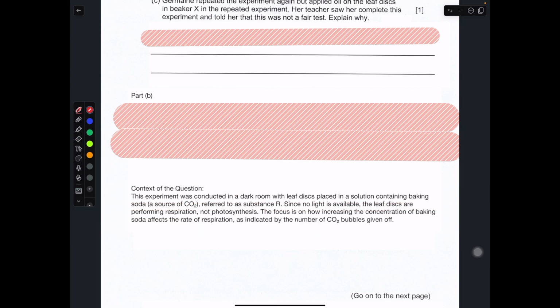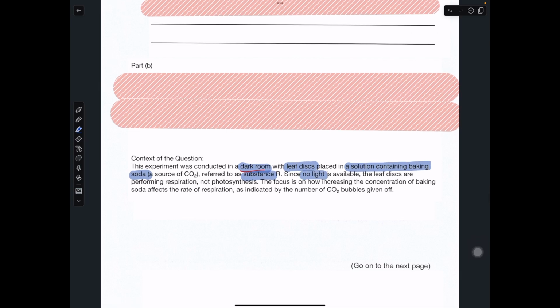This experiment is carried out in a dark room, with the leaf disc placed inside a solution containing baking soda. Baking soda is your substance R. This is a source of carbon dioxide. So there's no light. The leaf discs are carrying out respiration, not photosynthesis. So now the main focus is how increasing the concentration of R, which is the baking soda, affects the rate of respiration, which is indicated by the bubbles over here.